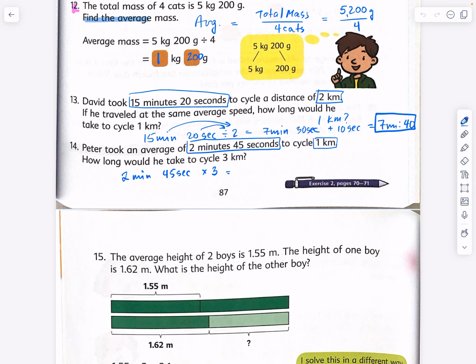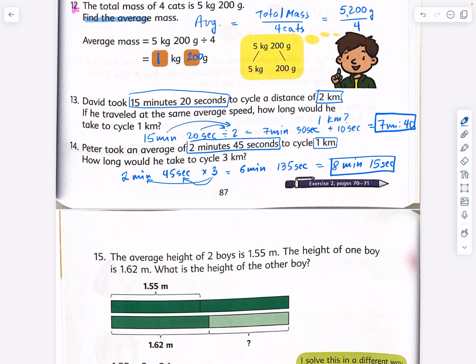How do we multiply? I would say 2 minutes, 45 seconds. We can just do it like this. First multiply 2 minutes, then multiply the 45 seconds. So we would have 6 minutes and 45 times 3, 135 seconds, which we know 135 seconds is 2 minutes and 15 seconds. So it would be 8 minutes altogether and 15 seconds. 8 minutes and 15 seconds.